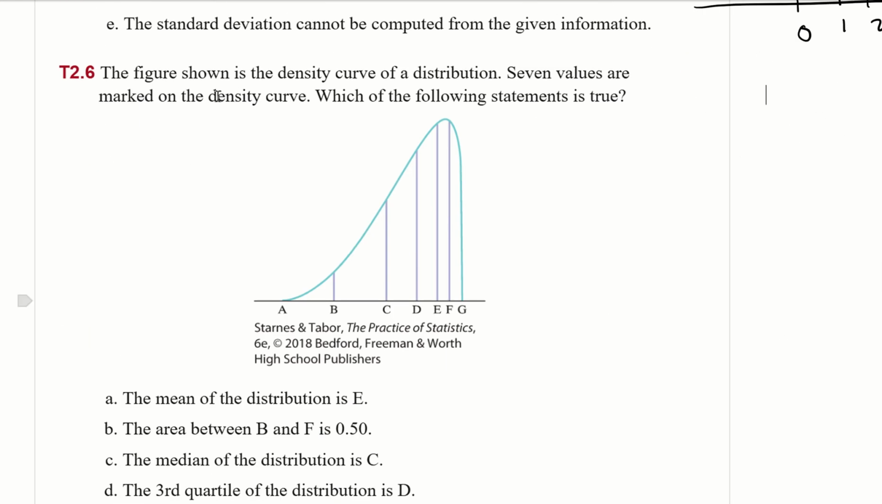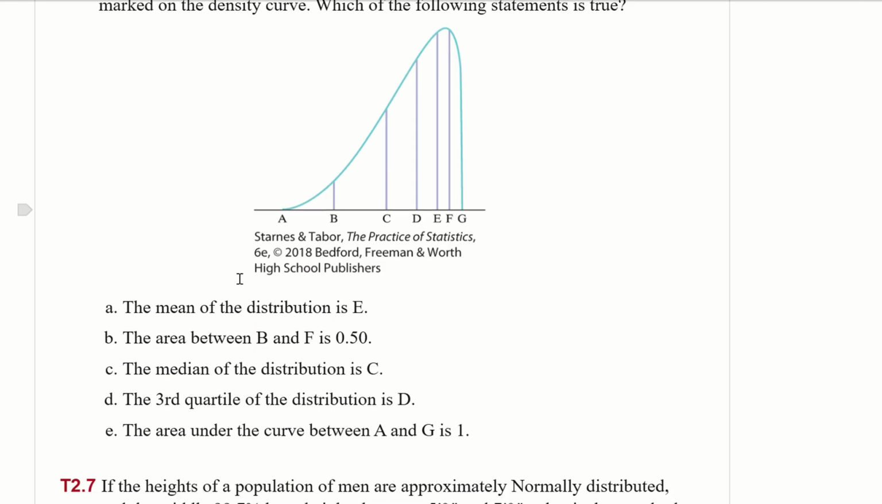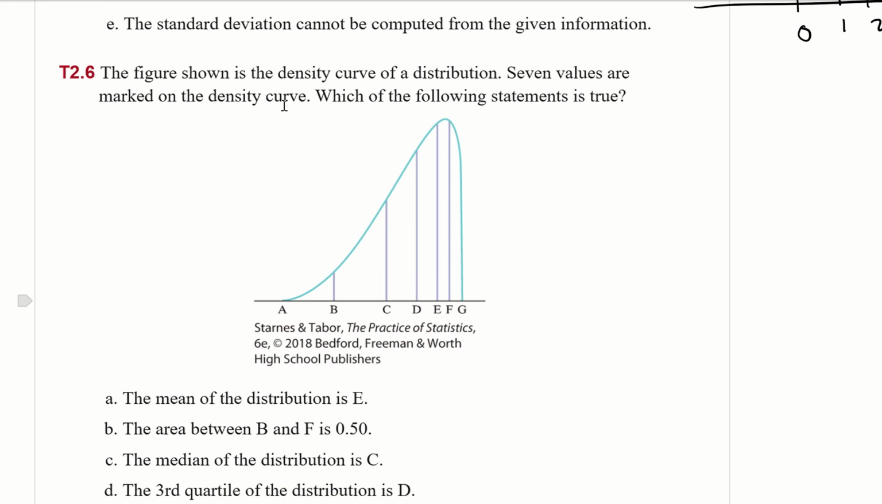All right, so the figure shown is the density curve of a distribution. 7 values are marked on the density curve. Which of the following statements is true? So this is the density function, and it looks to be skewed left, right? Remember that the area of a density curve for the entire curve, basically from left to right, has got to be 1.